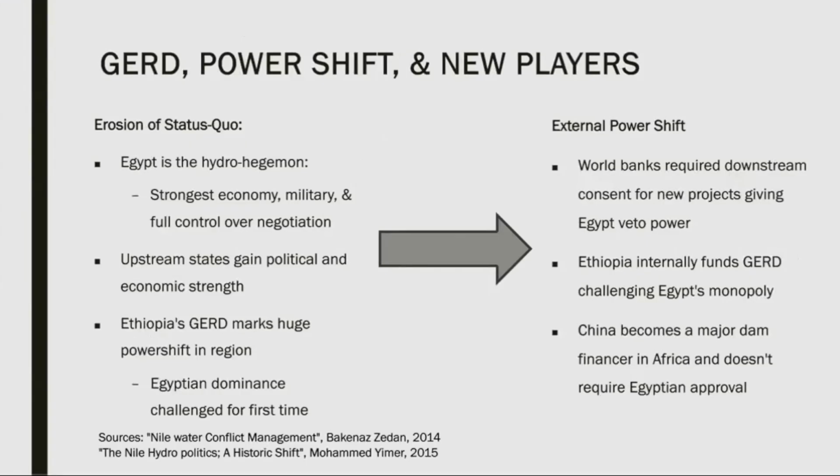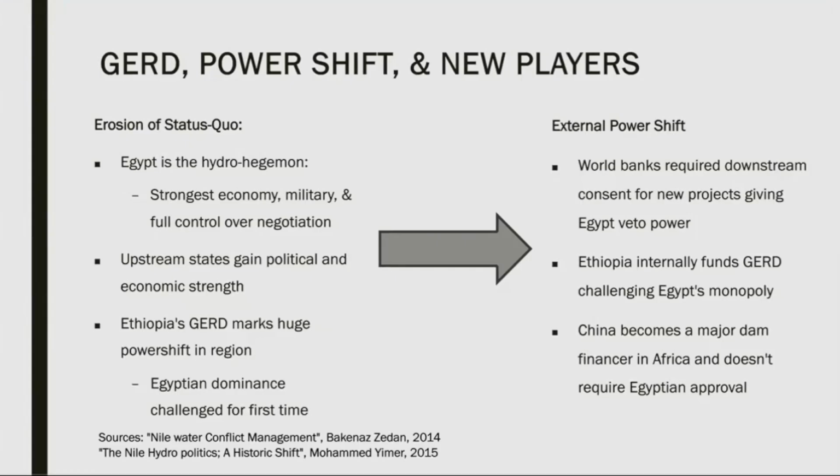So now we're going to move into the erosion of the status quo, as Egypt and Sudan historically had full control over the water. So in the beginning, like I said, Egypt is the hydrohegemon, meaning they have the strongest economy, military, and they have full control over all negotiation regarding the Nile. As these upstream states gain political independence and grow in economic strength, they argue for a percentage of this water. Ethiopia then creates the GERD, which marks a huge power shift.